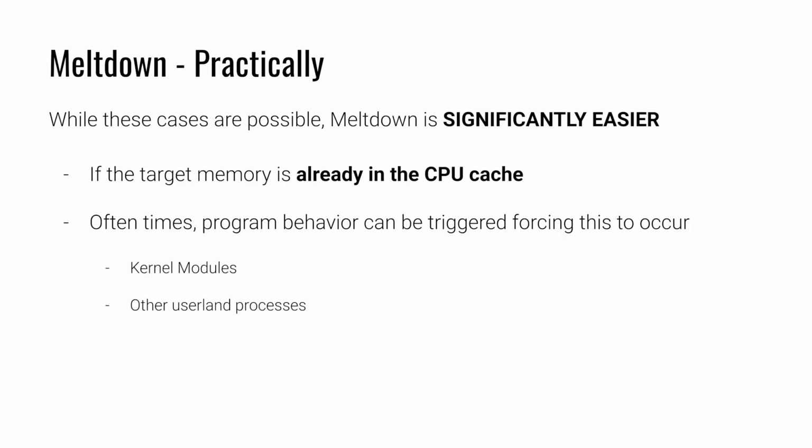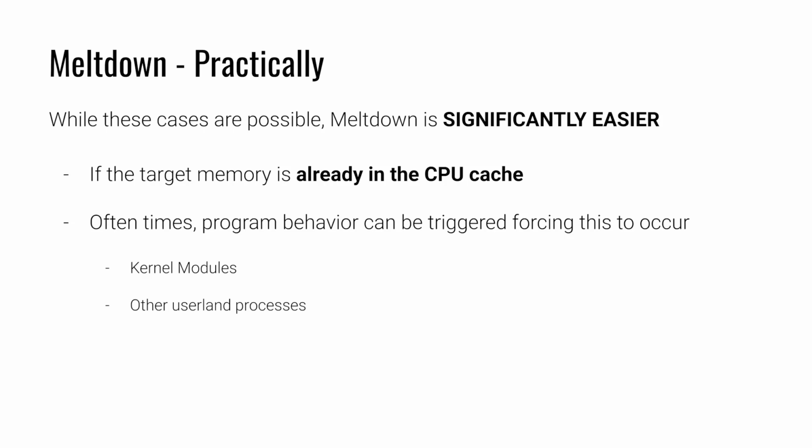Now, you may think, well, that makes it unrealistic, but it's not. Oftentimes, program behavior can be triggered that will force it to access a value, right? Think of kernel modules. If you open an exposed kernel module file, it may perform certain actions. And so you could know what the behavior inside the kernel would be. And that may cause it to push or access values, which would result in those values being in the CPU cache. And this would make performing a Meltdown exploit significantly easier.